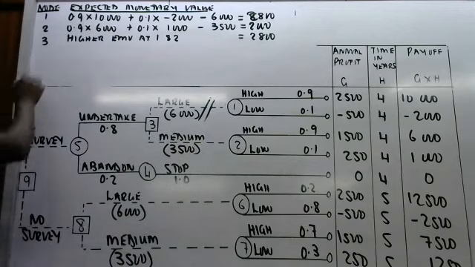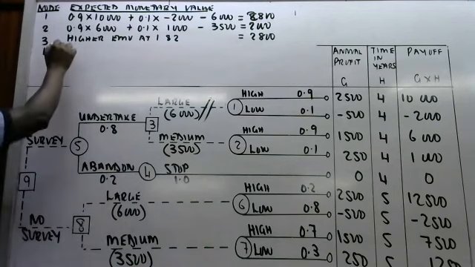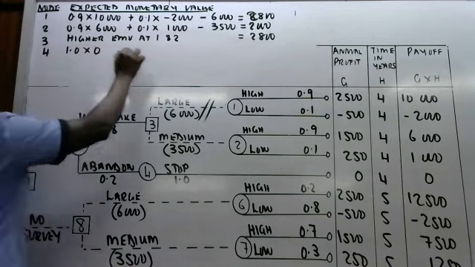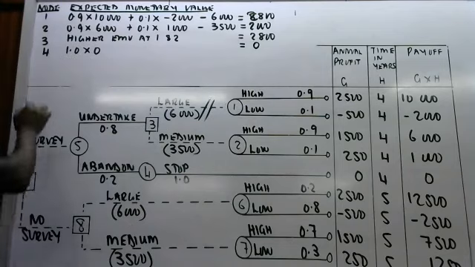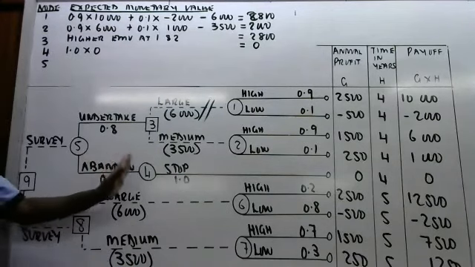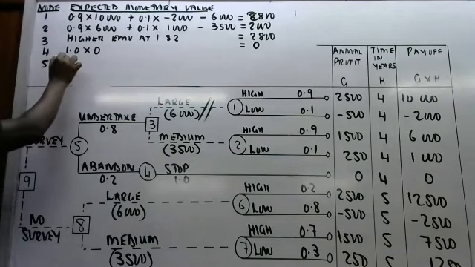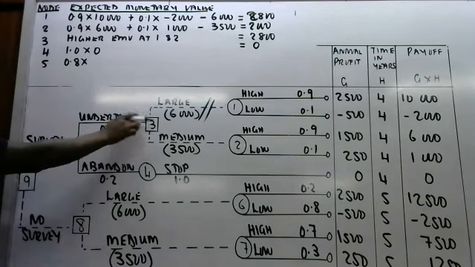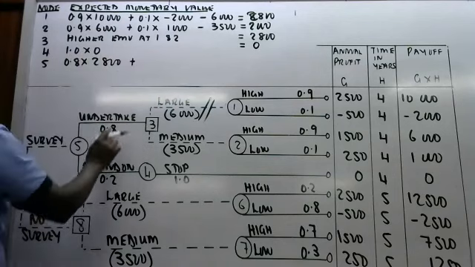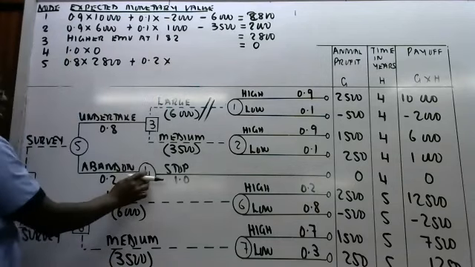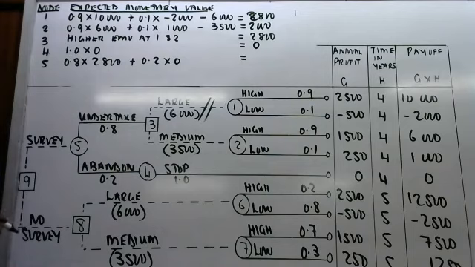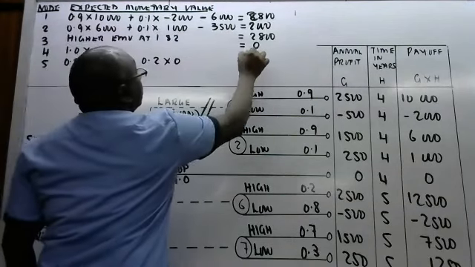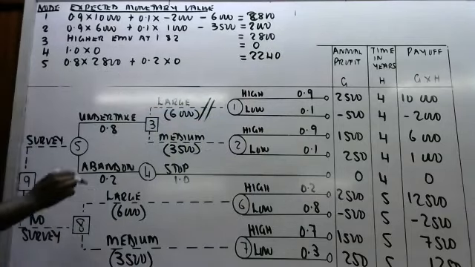Then we go to number four. Number four is a complete line. So it's simply 1.0 times 0, and the answer is just 0. We go to number 5. Number 5, the lines going out are complete. So it's a case of 0.8 multiplied by what we got in number 3, which had 2800, plus 0.2 multiplied by what we got in number 4, which had 0. That equals 2240.